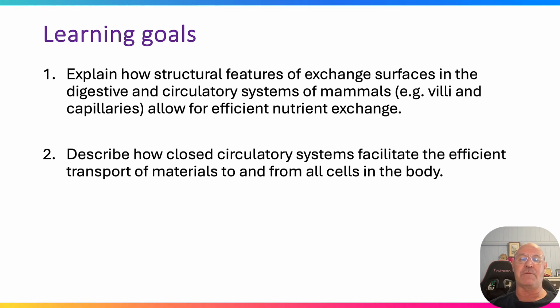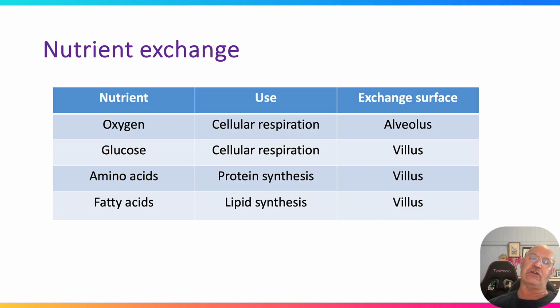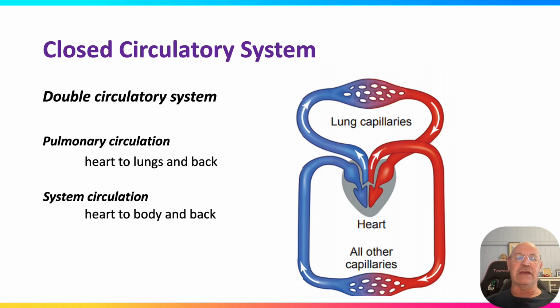Let's see what we mean by a closed circulatory system. Essentially, a mammal has 2 circulatory systems. We've got the system called the pulmonary circulation, which takes blood from the heart to the lungs and back again. So that's that process of oxygenating the blood. And we've talked about the alveolus with the capillary network around it.